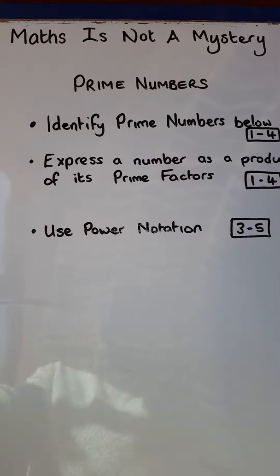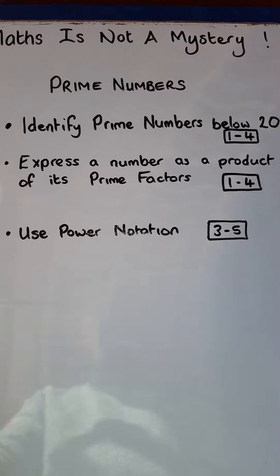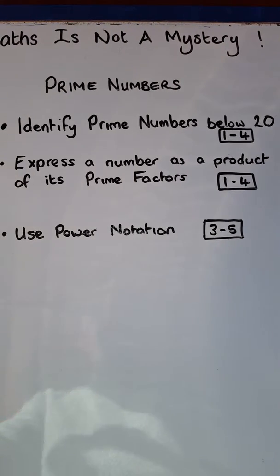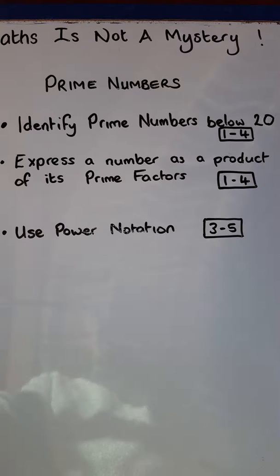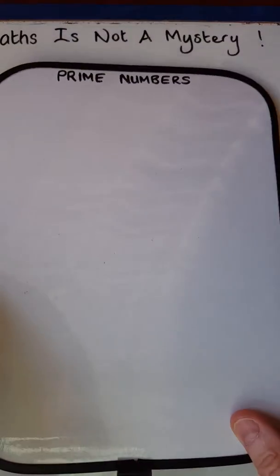Today's episode is about prime numbers, all the way from grades 1 to 5. And prime numbers involves the following. You need to be able to identify the prime numbers below 20. You need to express a number as a product of its prime factors. And you need to be able to use power notation if you want to go beyond the foundation stage and go into the edges of the higher paper. Okay, so that's what we're going to be covering today, and we're going to start by taking a look at what a prime number is.